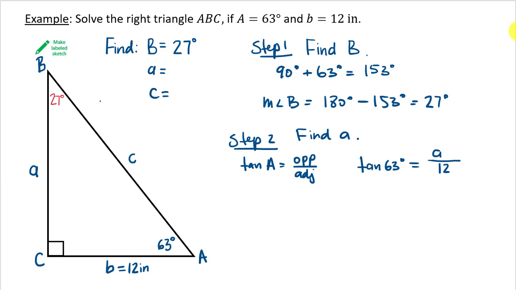Now, before I get my calculator, I'm first going to isolate what I need to find, which is a. So I want to get it by itself. How do I get a by itself? Well, I'll just need to multiply by 12 on each side of this equation. So if I multiply by 12 on the right-hand side, that cancels the denominator. And of course, I need to multiply by 12 on the left to keep the equation balanced. So from here, I can see that side a equals 12 times tangent of the 63-degree angle. And that's what I'm going to input in the calculator.